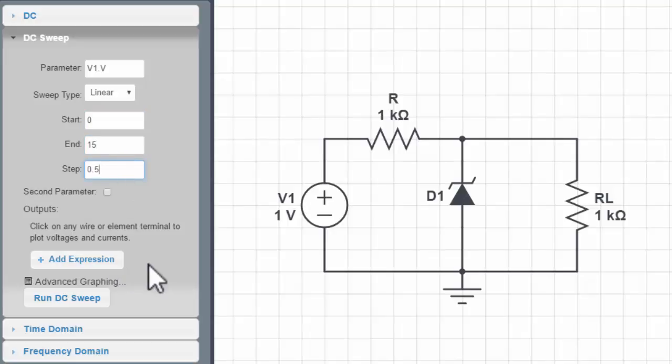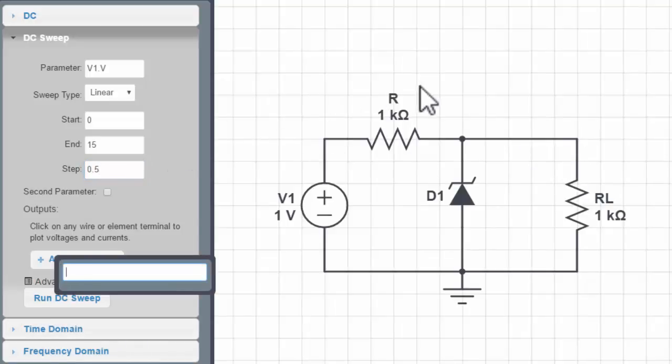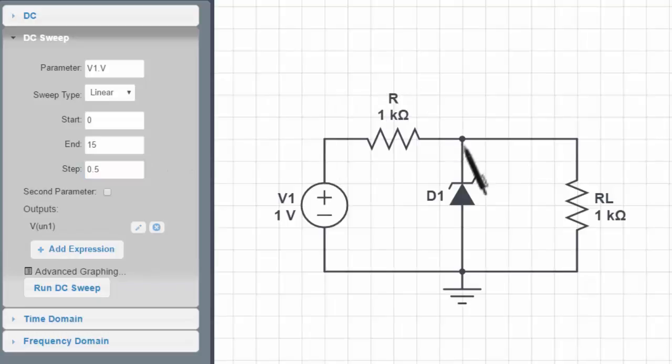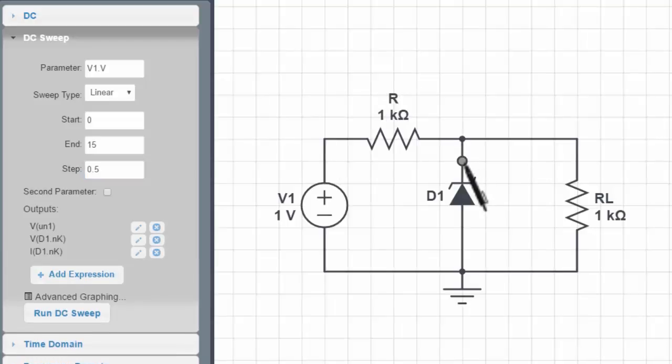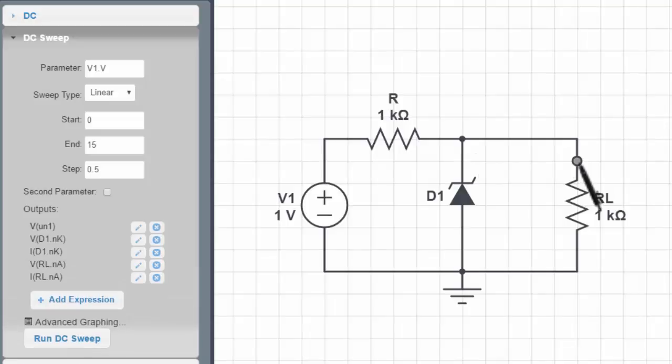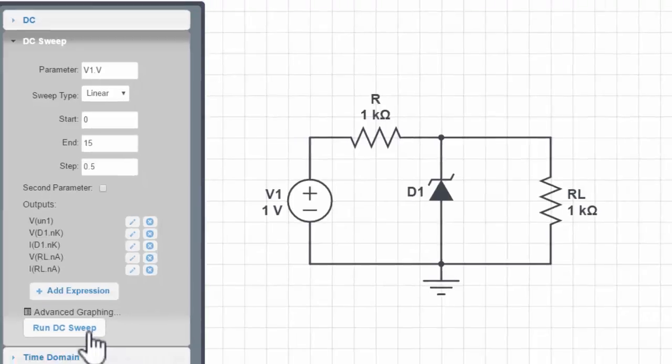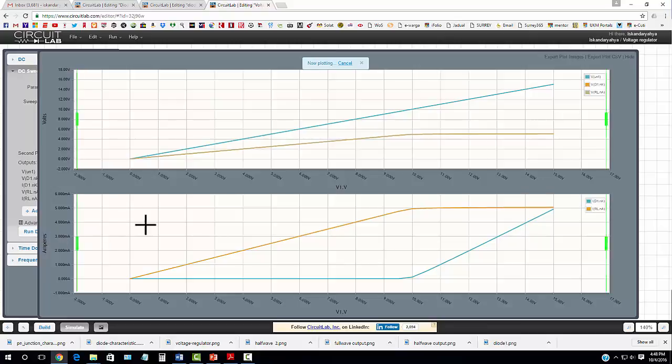To add expression, we need to know what we are trying to plot. So we would like to look at the voltages, the input voltage and also the output voltage, and also what is the voltage across the Zener diode and also the load resistor as well. So add expression, click the V1, and then click add the diode, and click add the resistor. So when you do that, you have the voltage across the diode, the current that goes through the diode, voltage across the load resistor, and the current through the load resistor. And when you are happy with all the settings, click Run DC Sweep, and this is what we get.